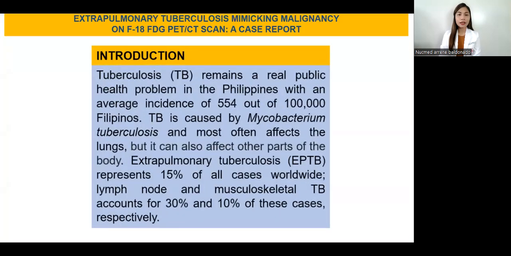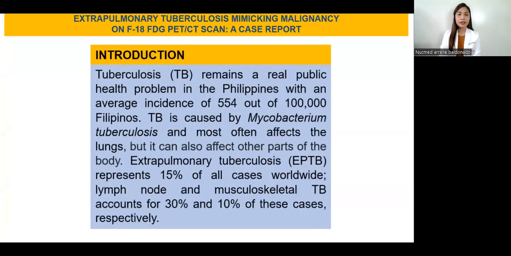Tuberculosis is a common disease in the Philippines, with an average incidence of 554 out of 100,000 Filipinos. It most commonly affects the lungs, but can also affect other parts of the body. Extrapulmonary tuberculosis represents 15% of all cases worldwide. Lymph node and musculoskeletal TB account for 30 and 10% of these cases. It has diverse manifestations, which can mimic other pathologies like malignancy, making it more diagnostically challenging and frequently associated with diagnostic delay compared with pulmonary tuberculosis.